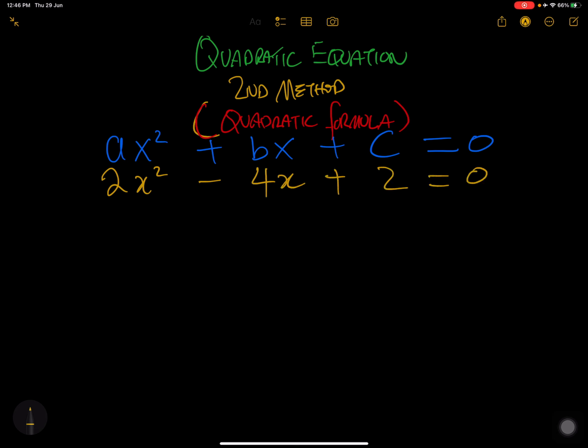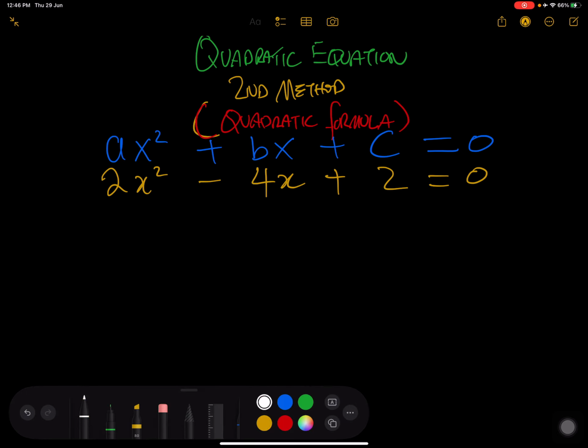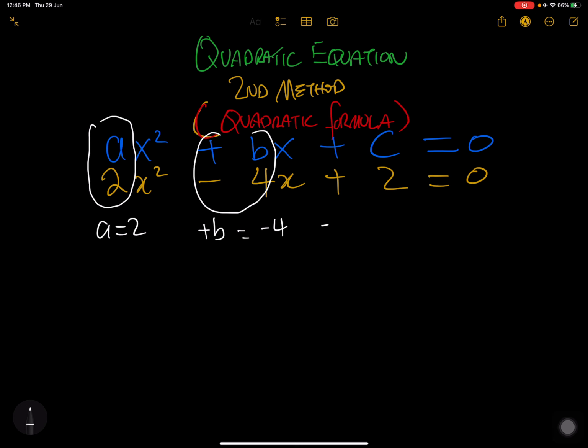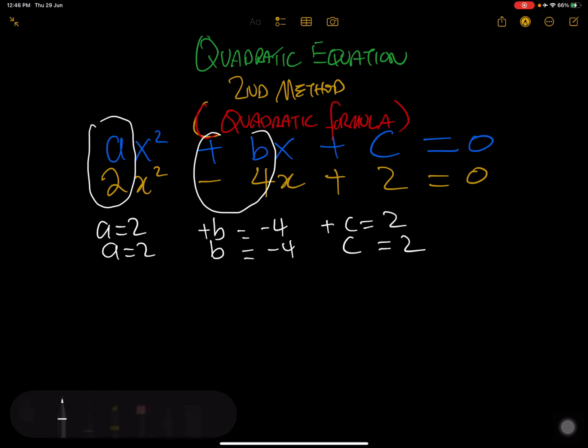So now, because we have this, the first thing we're going to do is say that the a, we can see, that a here is 2. We can also see that our b, our plus b is equal to negative 4. Can you see that? And then our plus c is equal to 2. So basically, we can say a is 2, b is negative 4, c is 2.